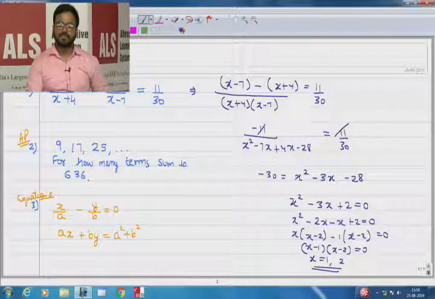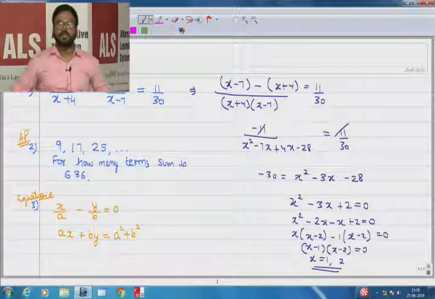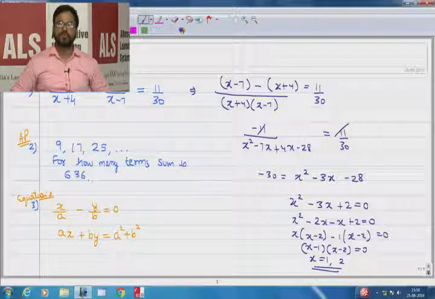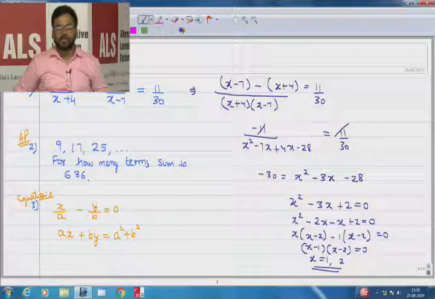And the second question is based on the arithmetic progression. Here we have to find, this is the arithmetic progression, 9, 17, 25 and so on. So we have to find how many terms it will take to make the sum as 636.